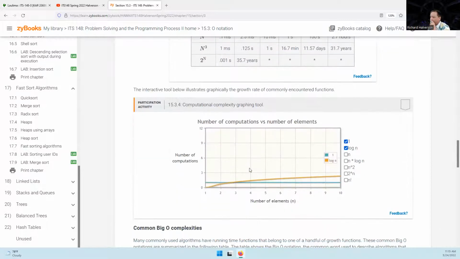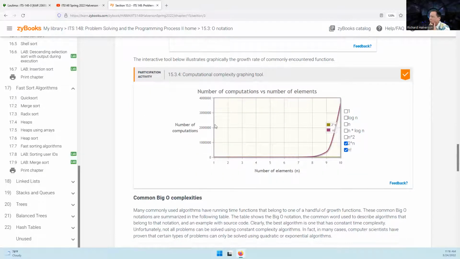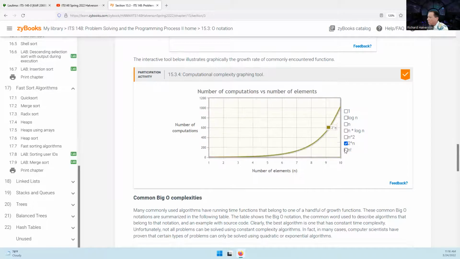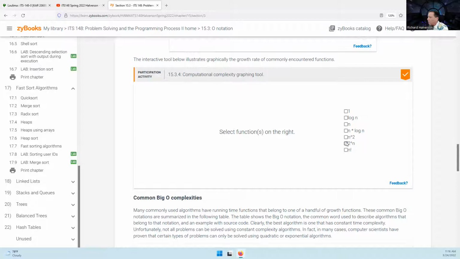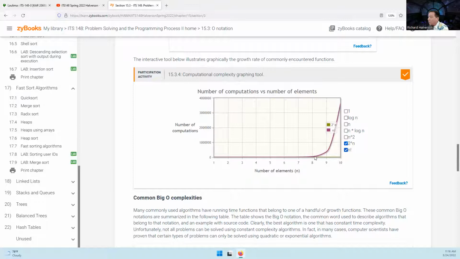All right, and here this is nice. n factorial, I guess, is worse than 2 to the n. n factorial is worse than 2 to the n. That's funny. 2 to the n and n factorial. Okay, it goes much faster.